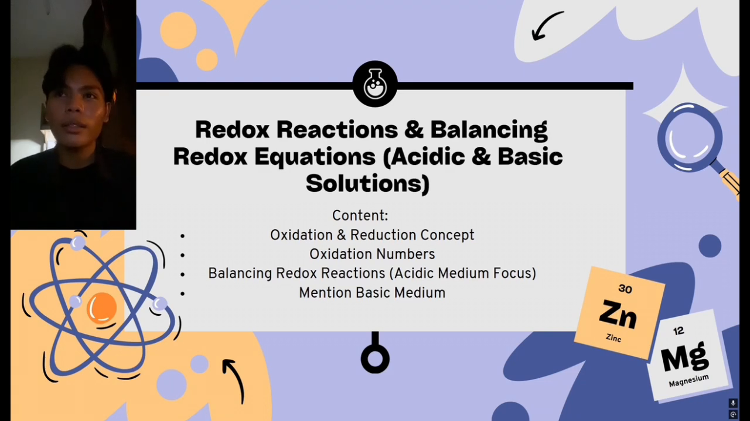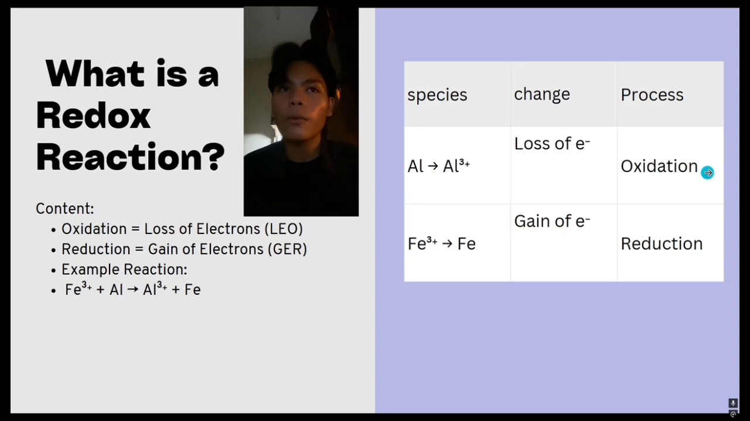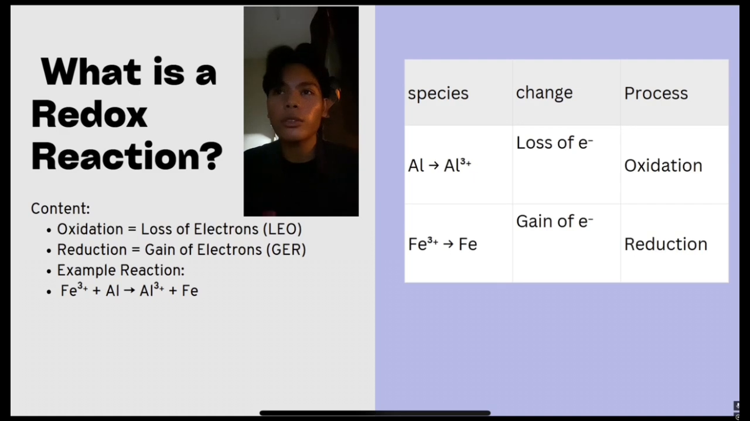And in this part, I'll explain what redox reactions are, oxidation numbers, and how to balance redox equations in acidic and basic solution. So, what is a redox reaction? Redox means oxidation and reduction. Oxidation is losing electrons and reduction is gaining electrons. For example, Al is oxidized to Al3+ and Fe3+ is reduced to Fe.